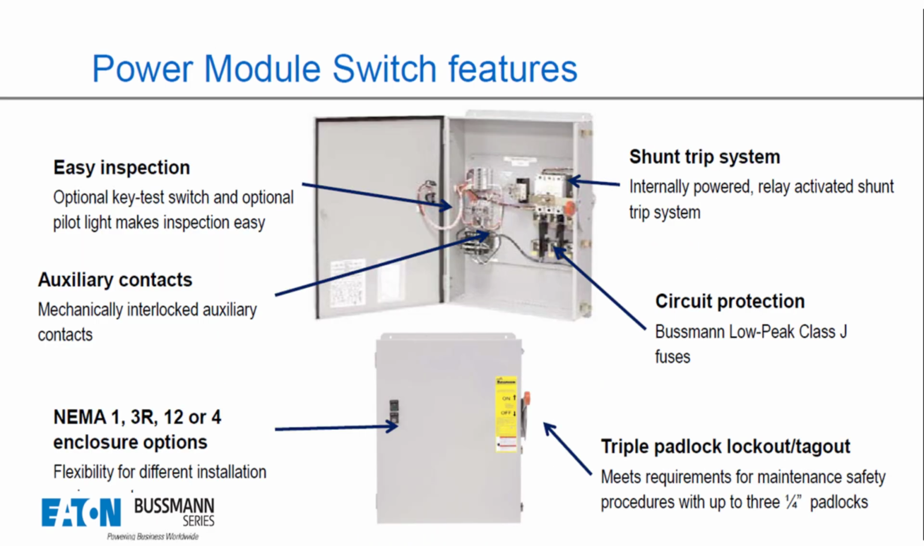A better picture of that would be, here's the inside enclosures. You have your control transformer in there. You've got your Class J Bussmann fuses for selective coordination, and again, a 2-to-1 ratio with upstream fuses. And then you have a shunt trip system type deal to tie into your fire system. The enclosures can be NEMA 1, 3R, 12, or 4, or different options that you have.